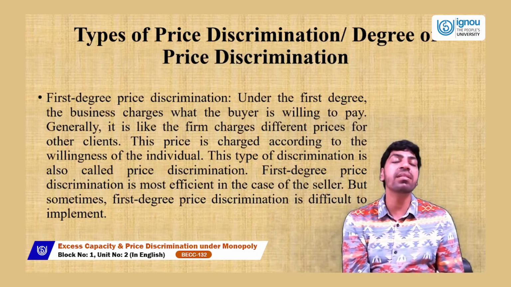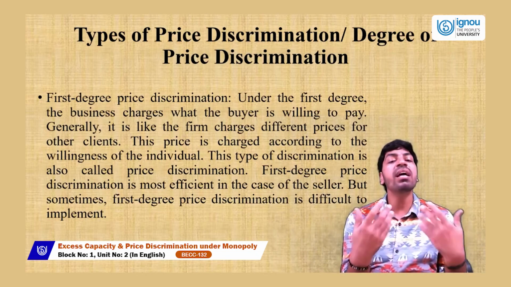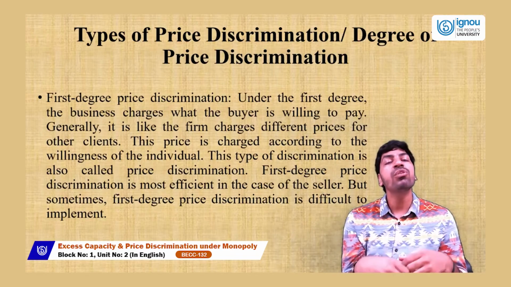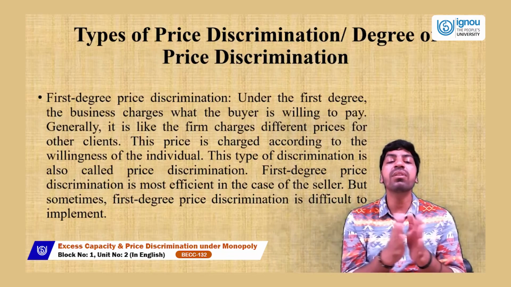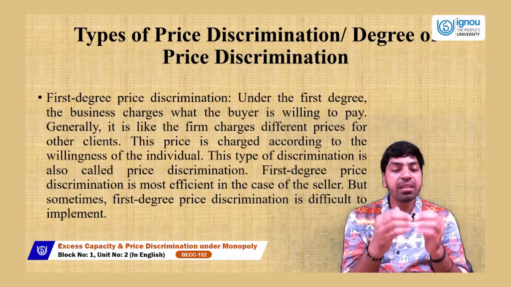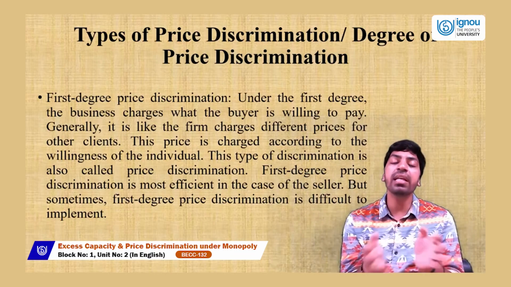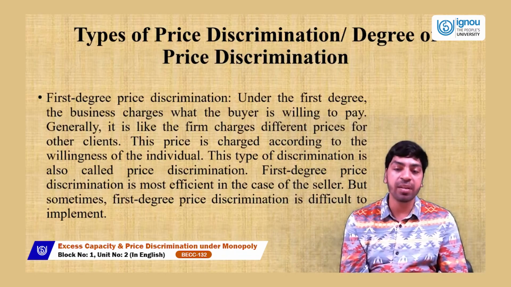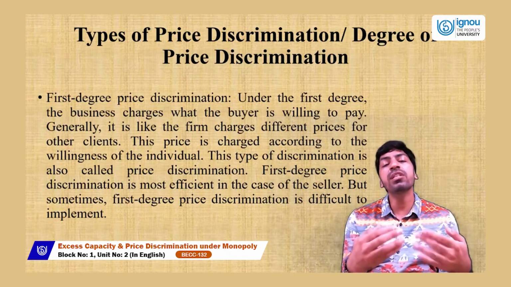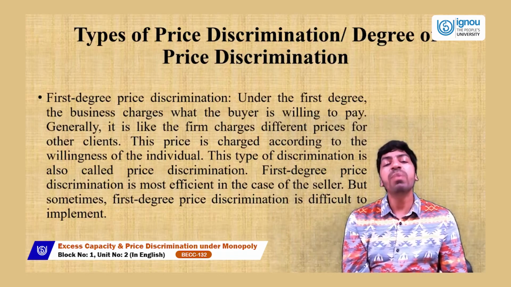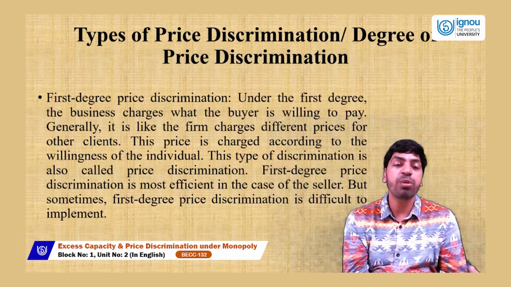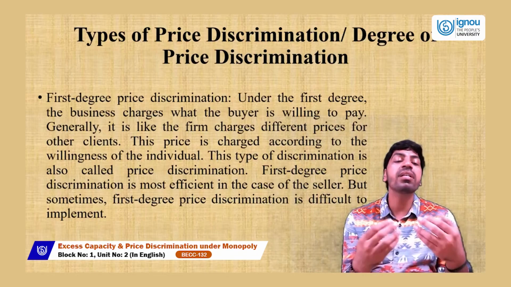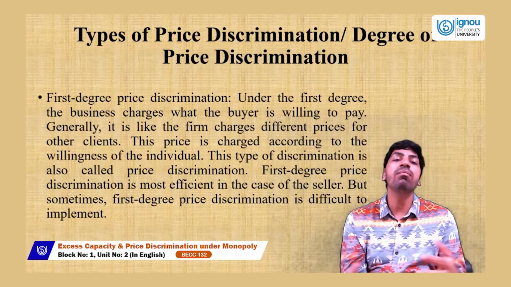The first degree price discrimination is actually the most efficient for the seller, because the seller has the strategy to charge different prices to different clients, in any of the complexes or retail shops available in any area. But sometimes such a degree of price discrimination would be difficult to implement and difficult to sustain for a seller in a particular market.